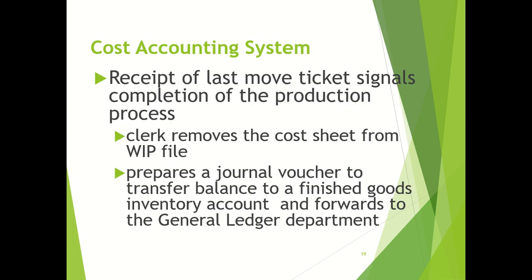Sorry. So, this cost accounting system is where we receive the last move ticket as a signal of the completion of the process. As mentioned to you a while ago, the move ticket is an element of the cost accounting or the movement of a cost accountant. The clerk removes the cost sheet from the work in progress file. Then he prepares a voucher to transfer the balance to the finished goods inventory account and forwards that voucher to the general ledger department. Okay? Are we good on that?